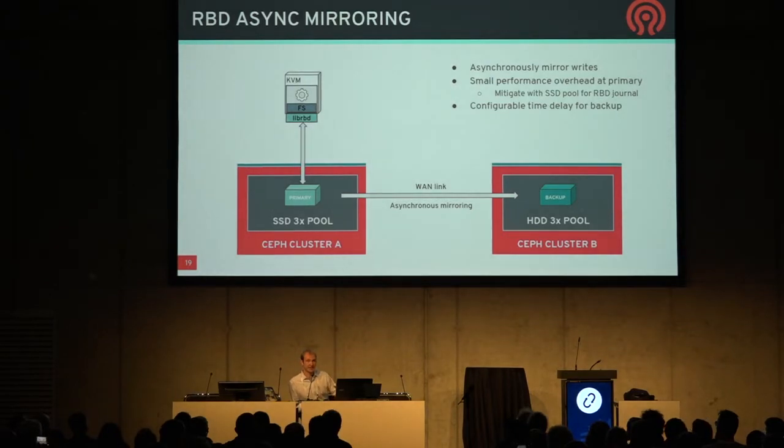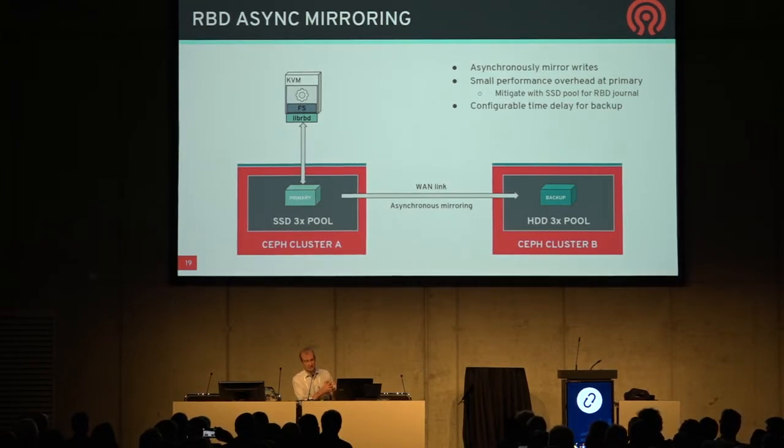So for that reason, we have what we call async mirroring, which lets you make Ceph clusters across data centers talk to each other. So the image exists in one Ceph cluster and then has sort of a write journal. And then the RBD mirror daemon will asynchronously mirror all the writes to a second data center where you have a backup image. You can set a configurable time delay, but usually it can be a few seconds behind, perhaps. So if you lose the first cluster, you can fail over to the second cluster. You have a point in time consistent backup image, but it's only a little bit old. You've only lost the last few seconds of writes.